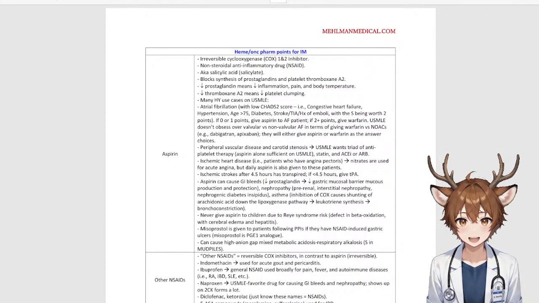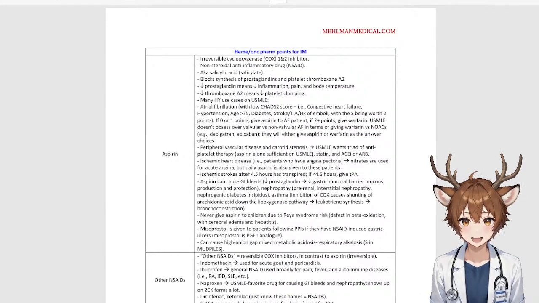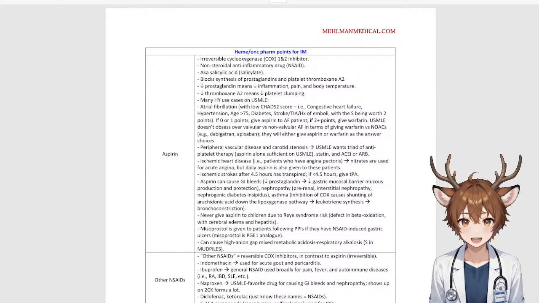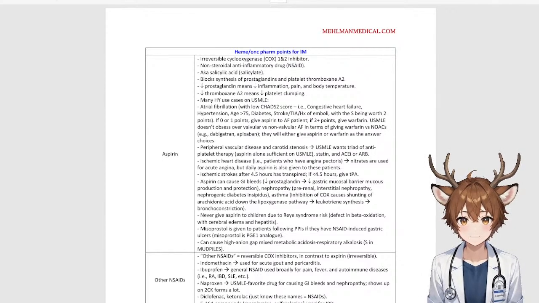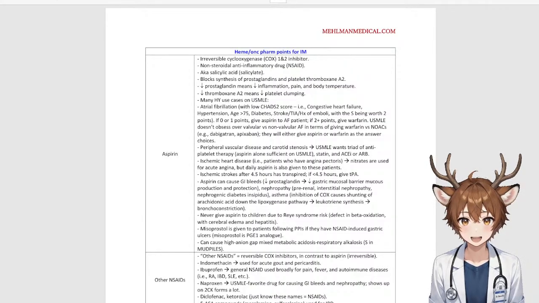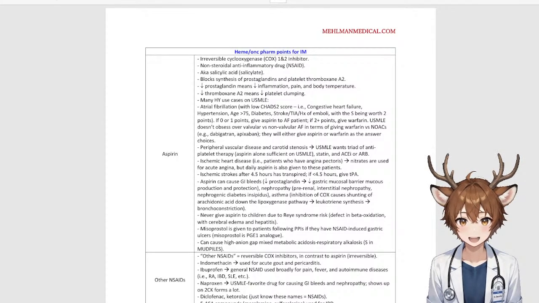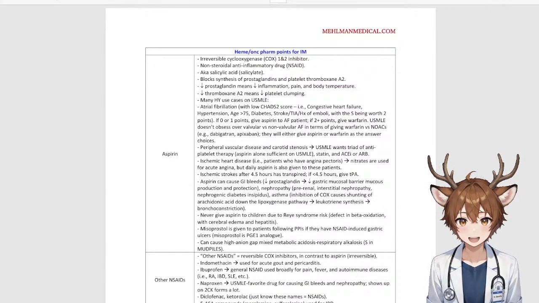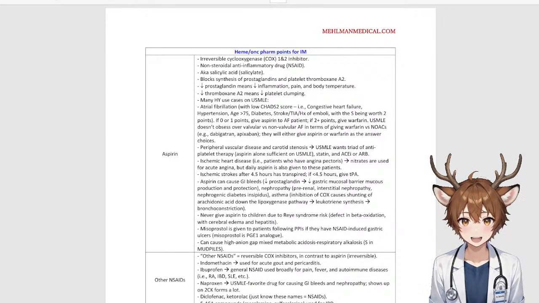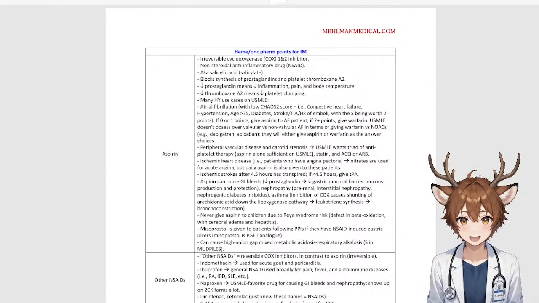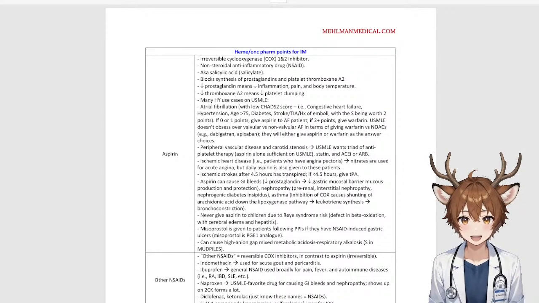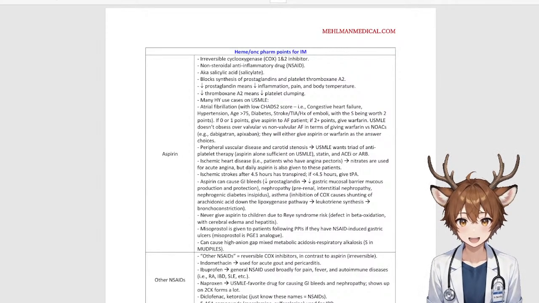AFib with low CHADS2 score, i.e. congestive heart failure, hypertension, greater than age 75, diabetes, stroke, TIA, history of emboli, with the S being worth 2 points. If 0 or 1 points, give aspirin to the AF patient. If 2+ points, give warfarin. USMLE does not obsess over valvular versus non-valvular AF in terms of giving warfarin versus NOACs. That is to say, dabigatran or apixaban, they will give you aspirin or warfarin as the answer choices.